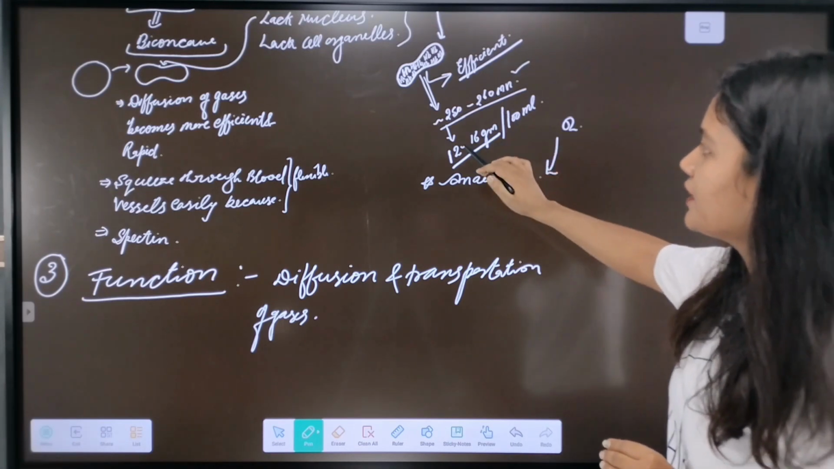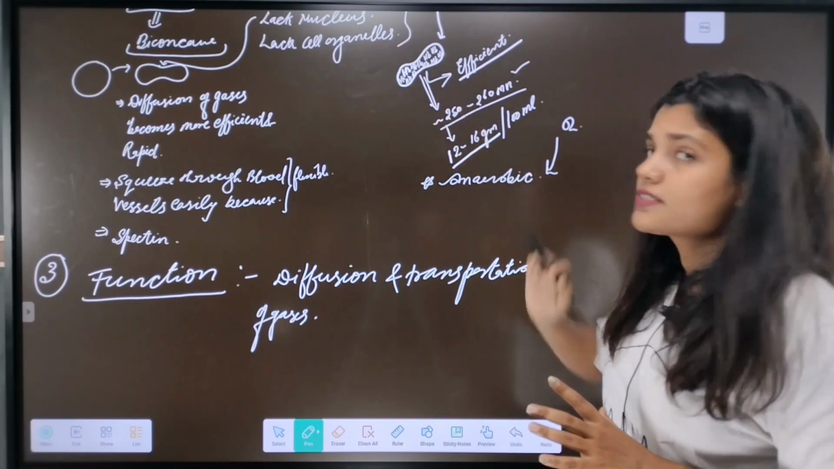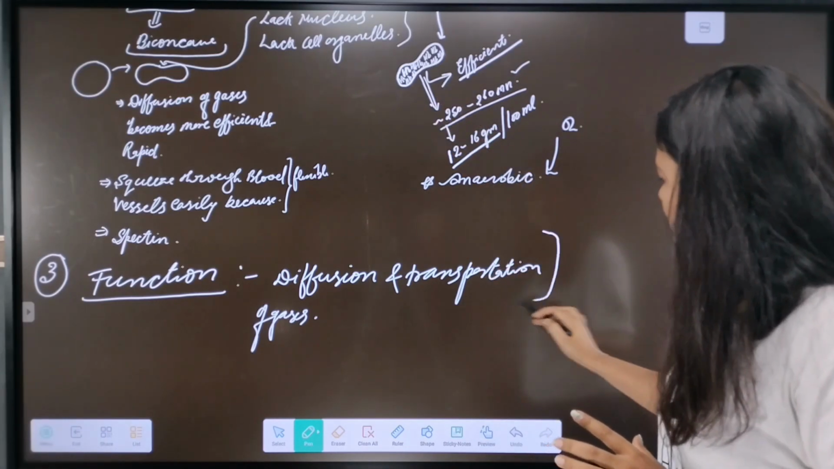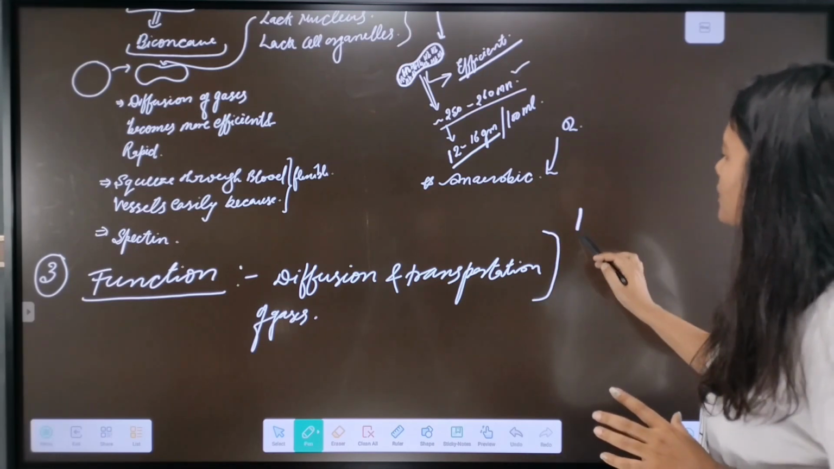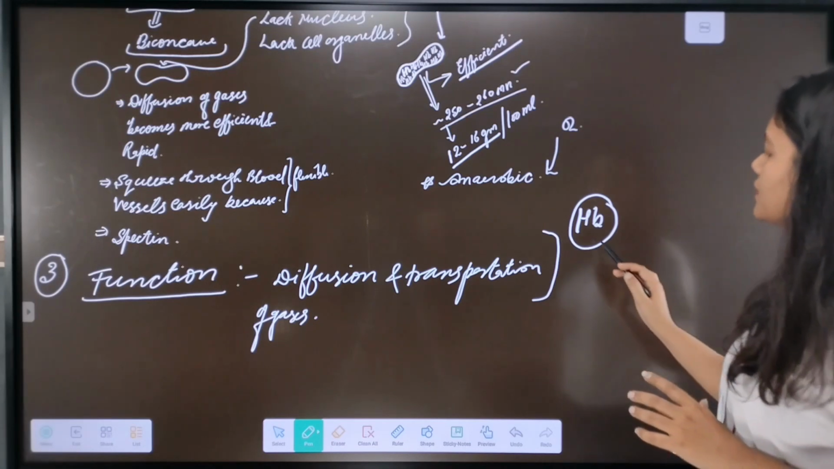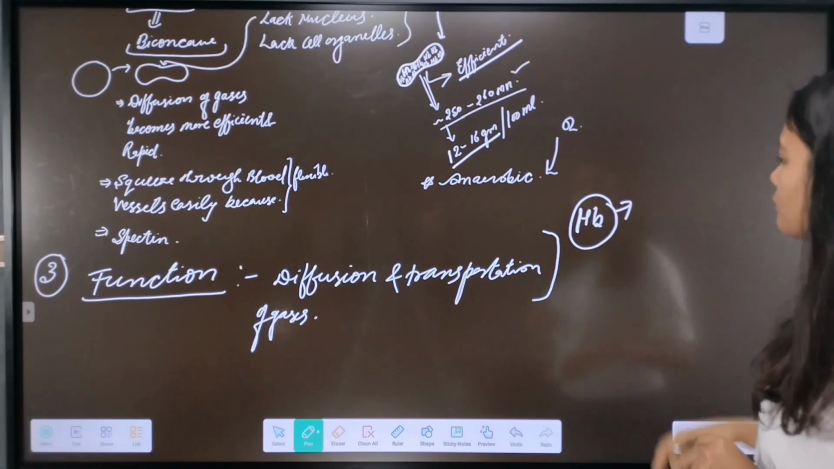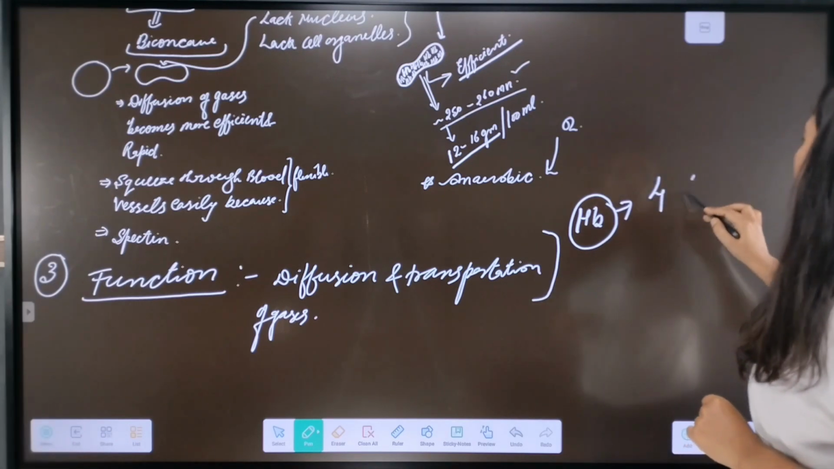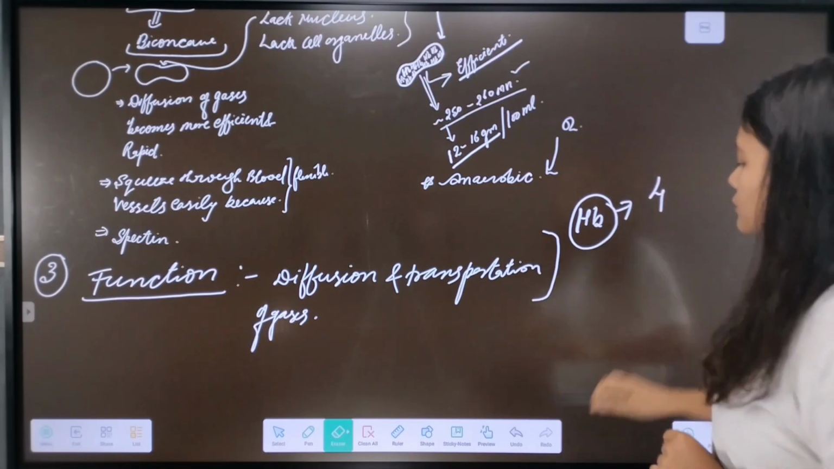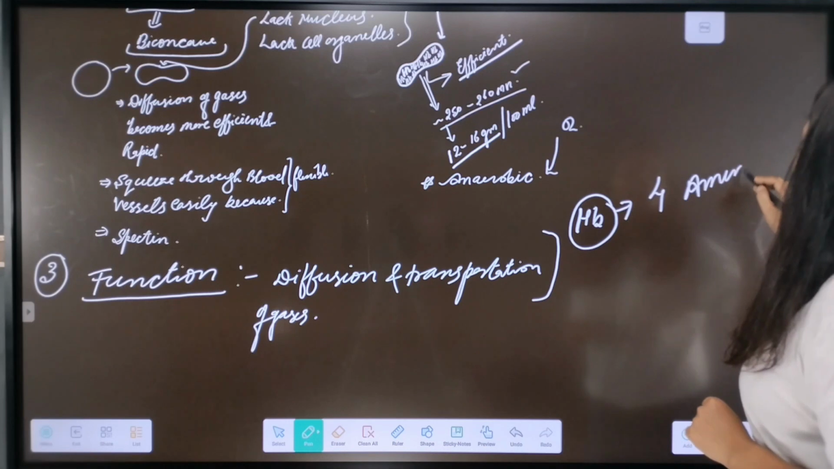As you have already seen, there are many hemoglobin molecules found in a single cell. Look here at some points. Hemoglobin is denoted as capital H and small b. It is a protein of 4 amino acid chains.